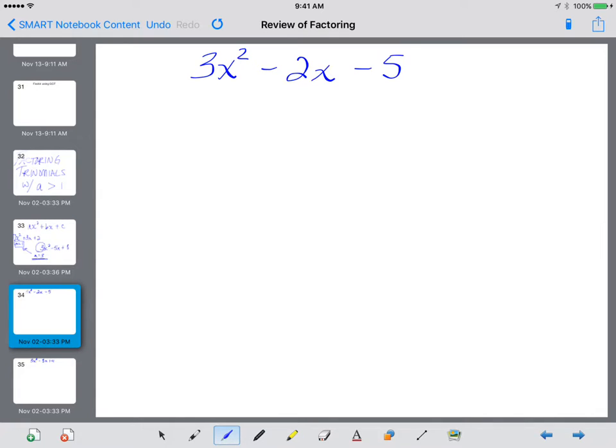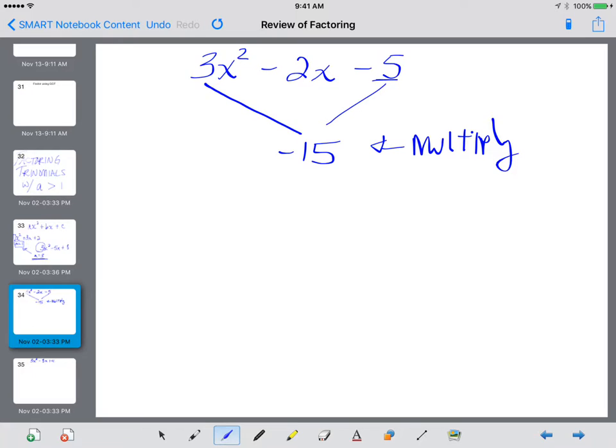3x squared minus 2x minus 5. The very first step to factoring this is to take the outside numbers and multiply them together. So we have 3 times negative 5, which leaves me with negative 15. Now this is the number that we're trying to multiply to. We're trying to multiply to get negative 15. We're still trying to add to get that middle number of negative 2.